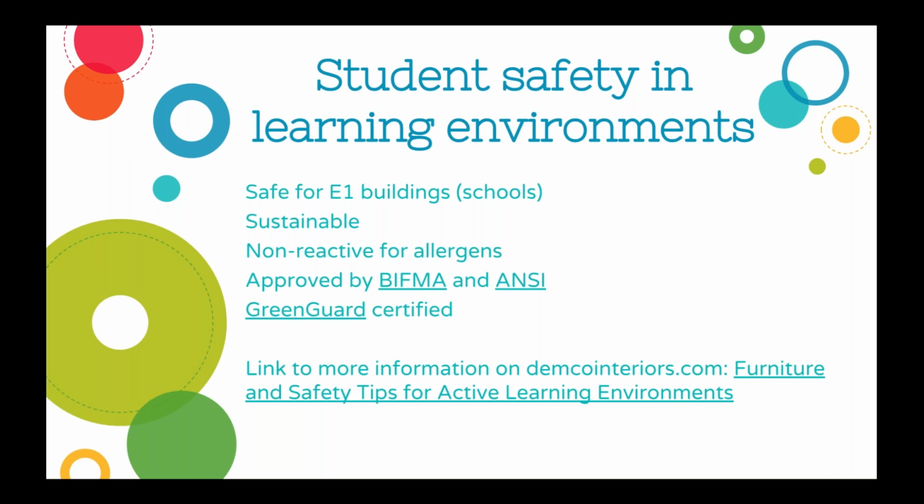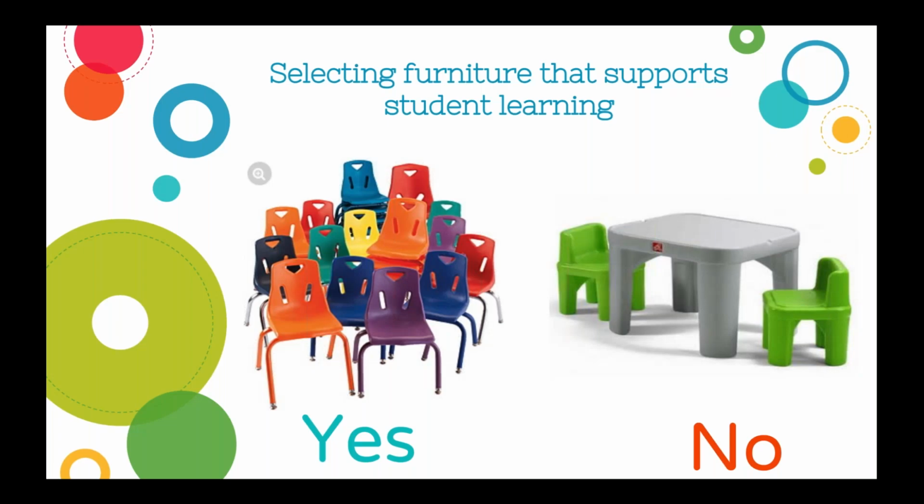So let's look over a couple of furniture items that may cause a little bit of concern for the safety of students and also sustainability. On the left here, you'll see educational furniture, chairs in a number of colors, and those are safe for students. The chair and table on the right may be safe for students, but they're not manufactured for educational purposes. They're not manufactured for the type of use that will happen on a daily basis in a classroom or a learning environment.